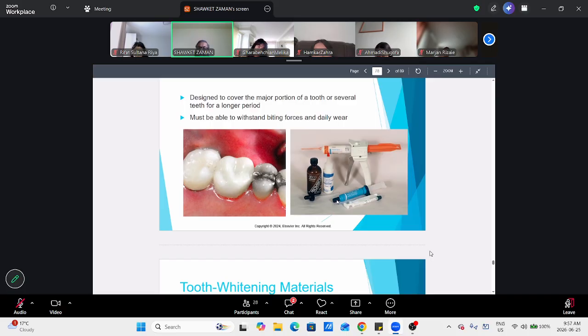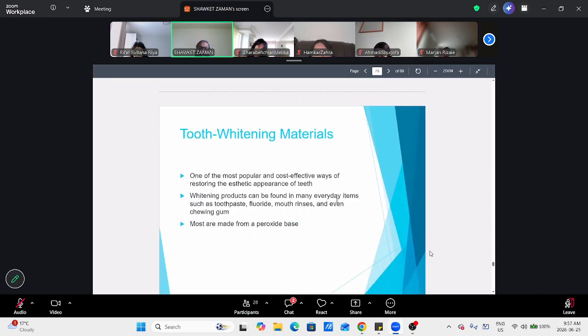The next material is tooth whitening materials. For tooth whitening, we are using peroxide materials. That is one of the most popular and cost effective ways of restoring the aesthetic appearance of the teeth. For improving the appearance of the teeth, we are using peroxide materials.